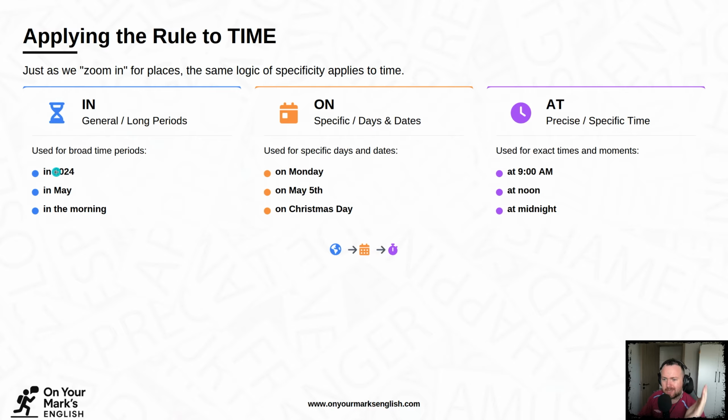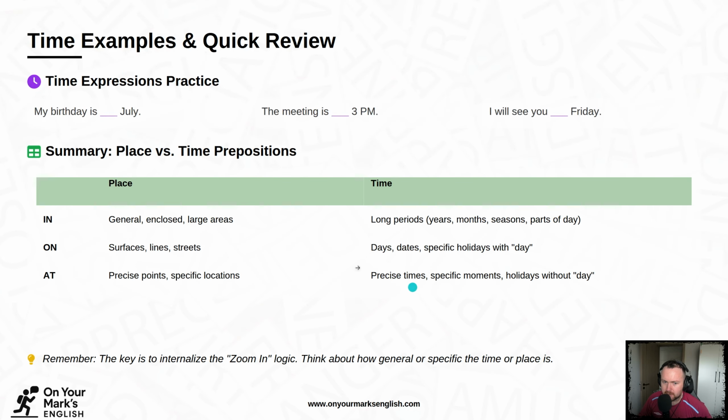Think about it. A year is much bigger than a day. And a day is much bigger than an hour. Okay? But we can still use in for May because a month is quite a big period of time. It's way bigger than a day. And it's way bigger than an hour. So we've got years and months, specific days, hours. Okay? So let's have a look here.